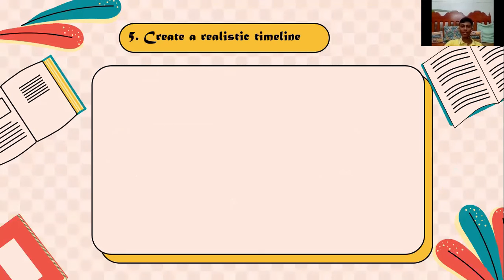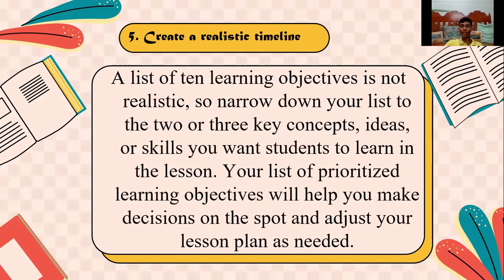Next, number 5 is create a realistic timeline. So a list of 10 learning objectives is not realistic. So narrow down your list to the 2 or 3 key concepts, ideas, or skills you want students to learn in the lesson. Your list of prioritized learning objectives will help you make decisions on the spot and adjust your lesson plan as needed.